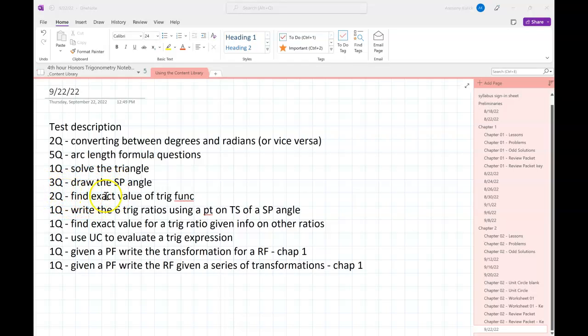You should find 2 questions where you just want to find the exact value of a trig function. One question where I ask you to write the 6 trig ratios using a point on the terminal side of a standard position angle. One question where I ask you to find the exact value for a trig ratio, given info on the other ratios. These are all things that were in the 2-4 homeworks, right? One question where I ask you to use the unit circle to evaluate a trig expression.